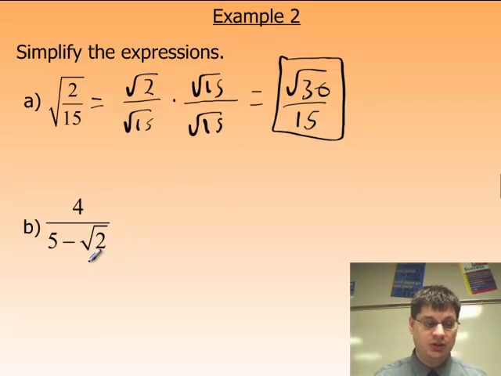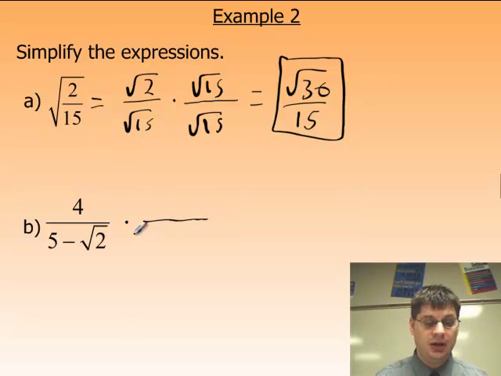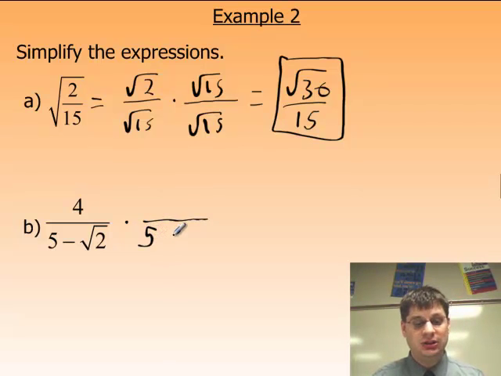Sometimes we'll get expressions like this. So it's like 4 divided by 5 minus the square root of 2. And so I want to rationalize the denominator here, and I've got to get rid of the square root of 2 in the denominator. So we multiply by its conjugate, which we saw earlier would be a plus the square root of b, where a is 5 and b is the square root of 2. So I'm going to say 5 plus the square root of 2.